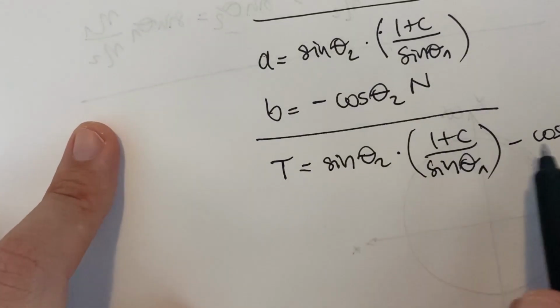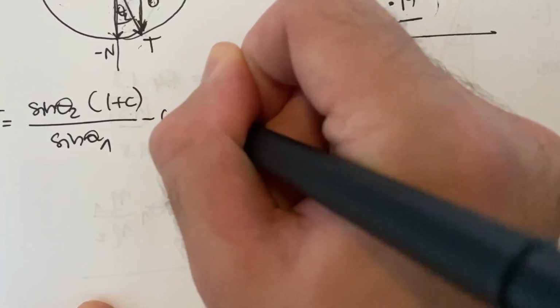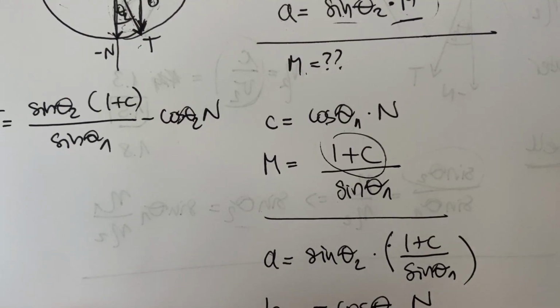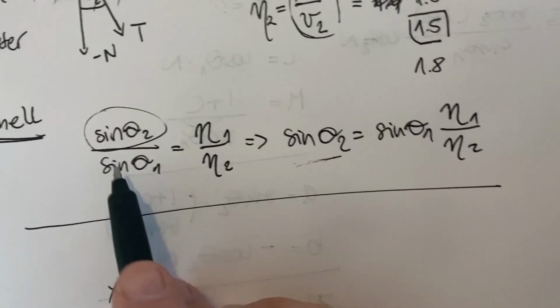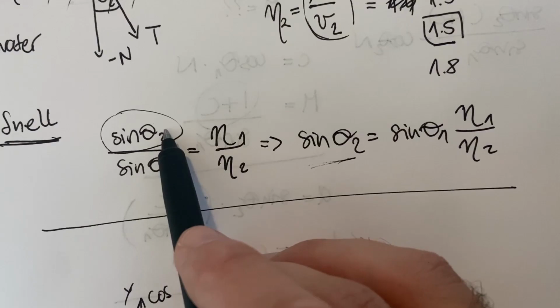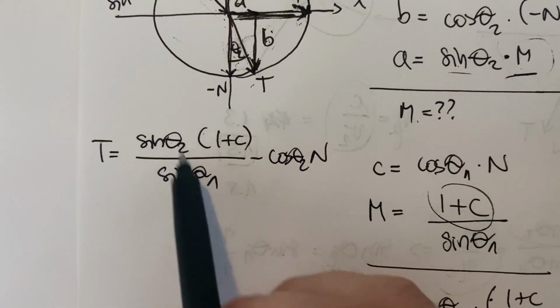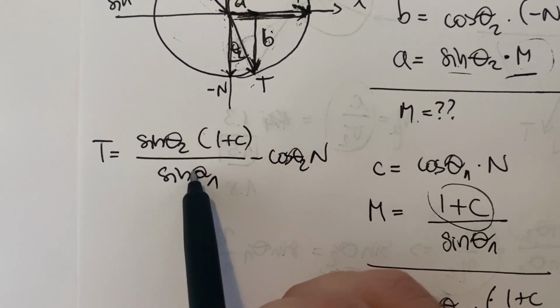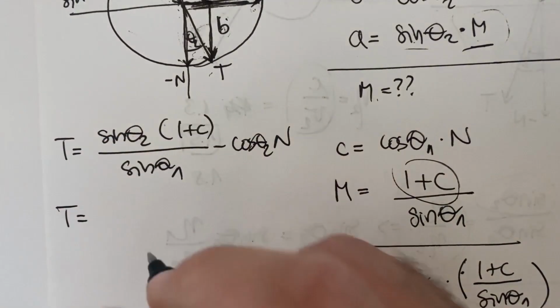I'm just writing this thing in a neater way. Minus cosine theta 2 n. And you'll notice one thing that I mentioned before, and let me go back to that. Do you remember this Snell's law that we mentioned? We can finally actually do something with it. It says that this ratio between theta 1 and theta 2 is equal to this thing. So if you go back here, you'll notice that we have this same ratio over here. So let's try substituting this and seeing what we get with substituting with the eta factors.